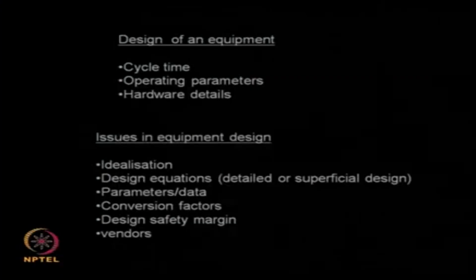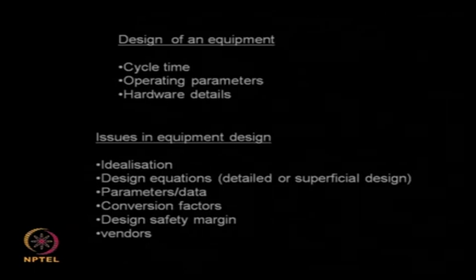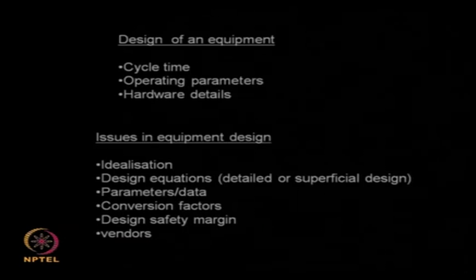So when you go for designing downstream equipment, you need to consider several factors. So what does the design mean? One important parameter is called the cycle time. Suppose you are designing a filter, how long the filtration will take place, that is the cycle time.